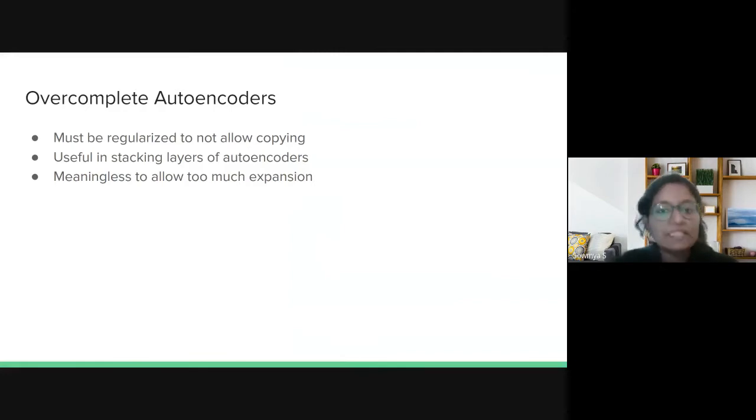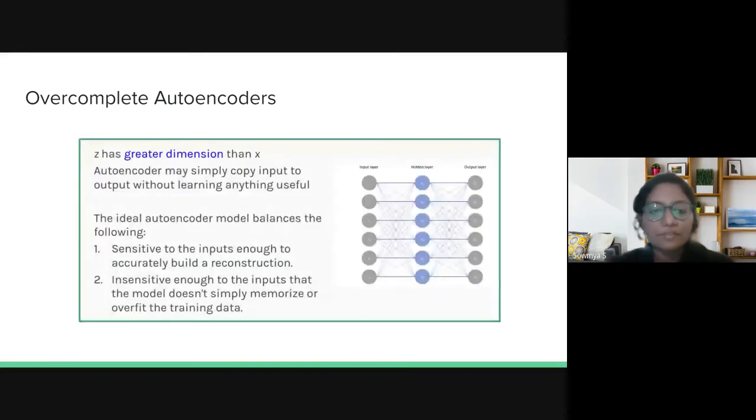Because of duplication, we need to take care that copying doesn't happen. And if it has too many nodes, it is impossible to take a smaller input and then expand it too much and reconstruct. So, where we use this is we stack many layers where eventually we will have this bottleneck structure, like an hourglass structure. But it goes in a hierarchical fashion. So this has greater dimension than this.